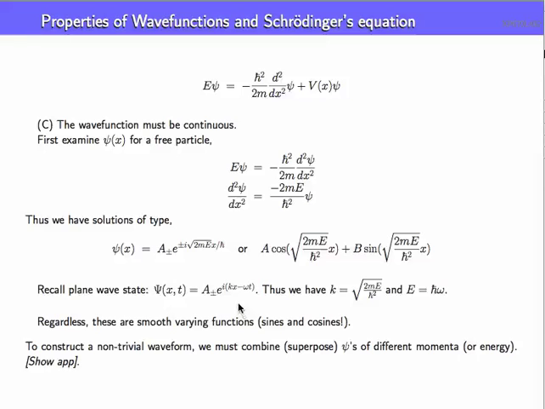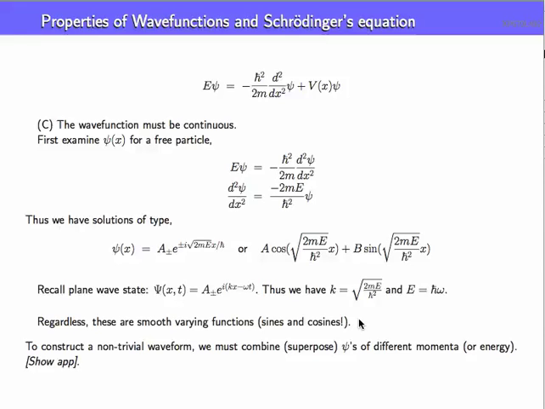Here we had the plane wave state, which is the free particle that has a definite momentum. It was e to the i(kx minus omega t), where k is equal to the square root of 2mE over h bar squared, and E is equal to h bar omega. Those are relationships we should already know from before, but this is just reaffirming that. But that's not important, really. What we care about here is that these are smoothly varying functions. They're sines and cosines, and so they're continuous. That's what we care about.